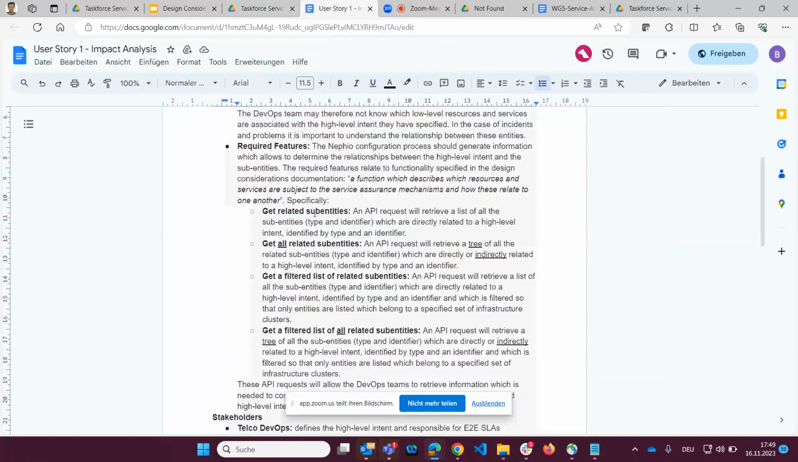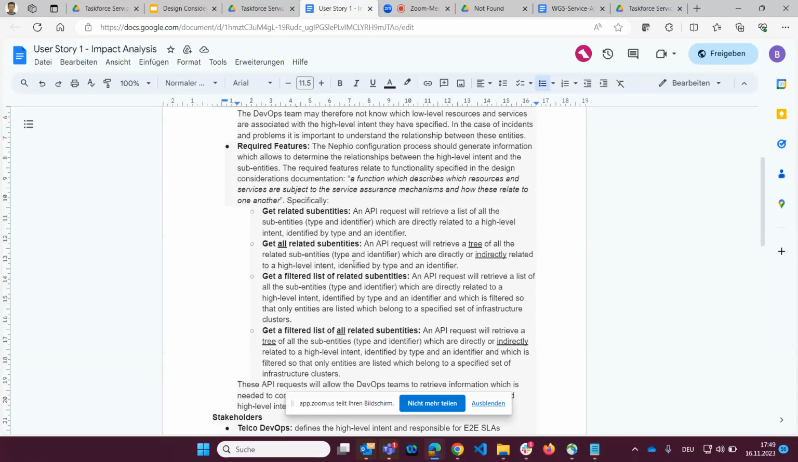The API we would like to have is get related sub-entities. An API request which will retrieve a list of all the sub-entities which are directly related to a high-level intent identified by a type and an identifier. For instance, a simple read of the status field of a high-level intent, where in a structured way there is a field called sub-entities with a list of those sub-entities, would fulfill this requirement.